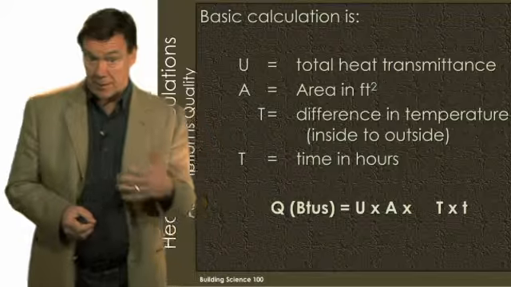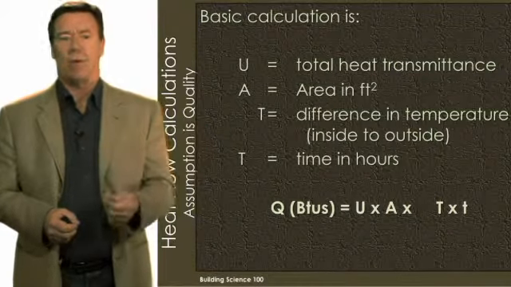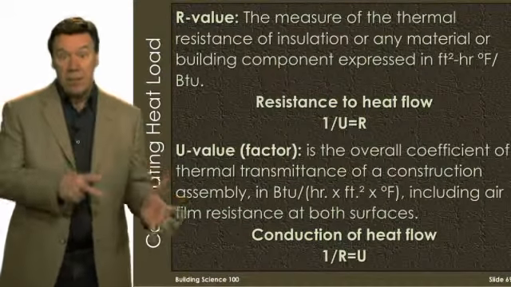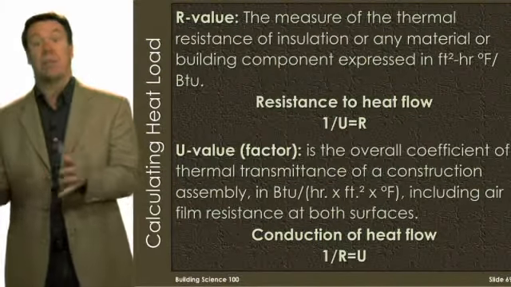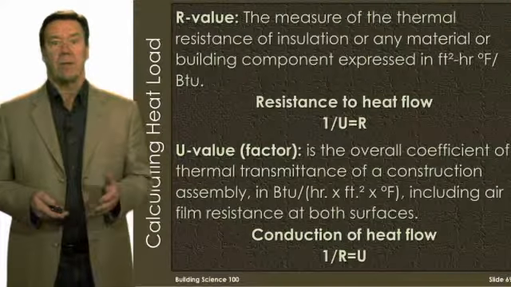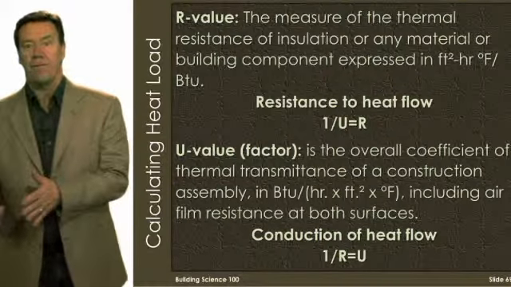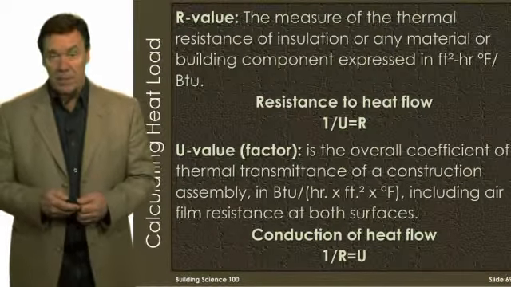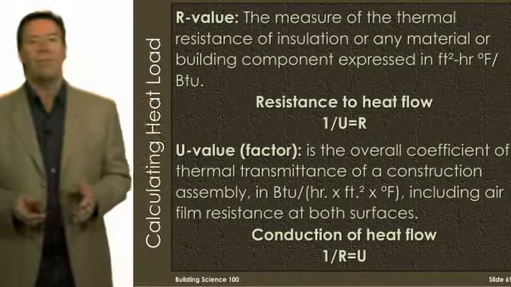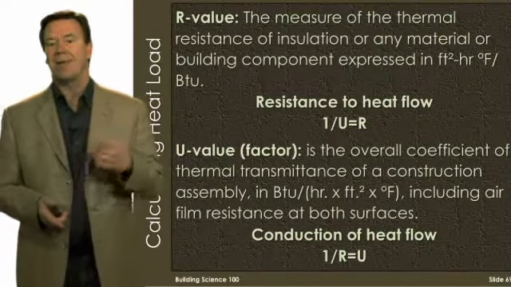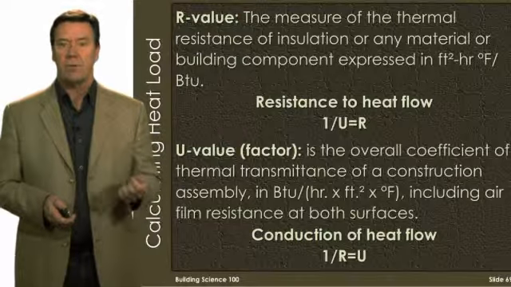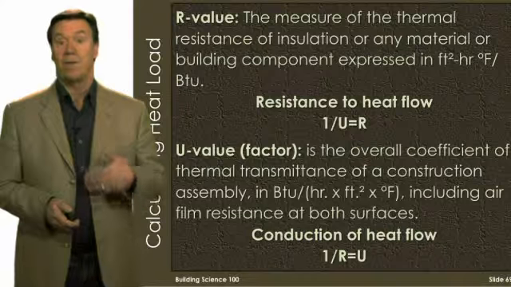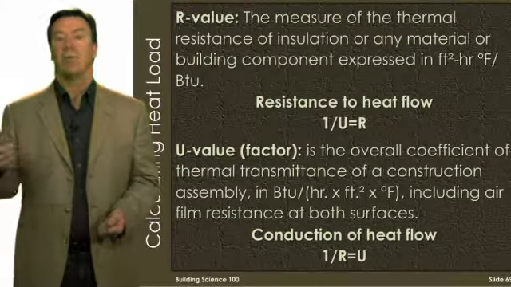So Q is typically used to describe the heat flow, in this case in BTUs, oftentimes per hour. U factor is how conductive that material is to heat flow. So, for example, 1 over R equals the U factor, and 1 over U equals the R value. So, for example, if I have a U factor of 0.5 and I divide that into 1, that gives me an R value of 2. Likewise, if I take an R value of 2 and I divide it into 1, that gives me a U factor of 0.5.